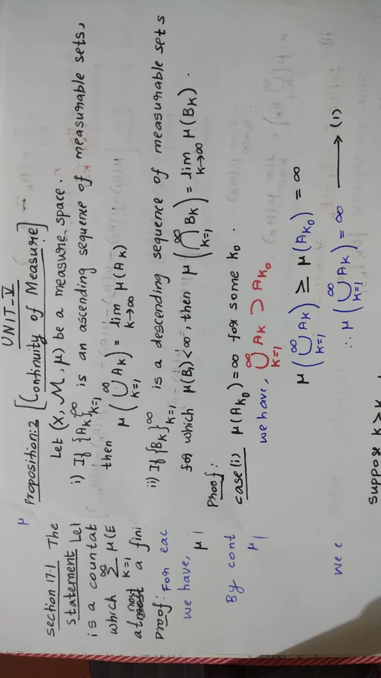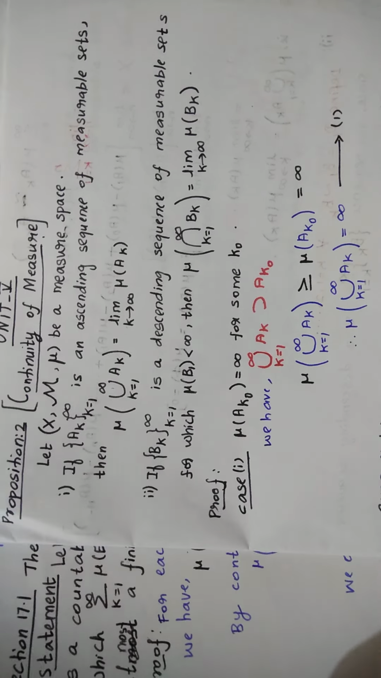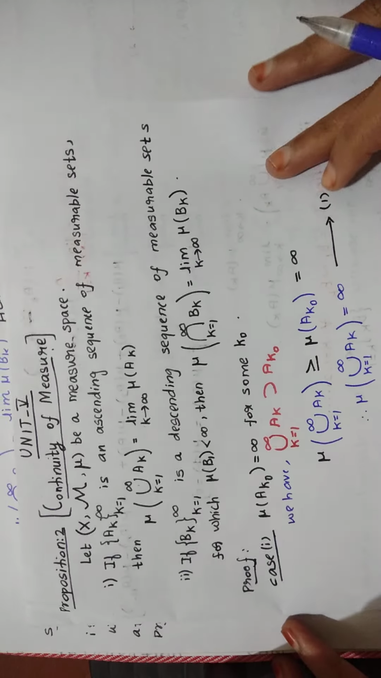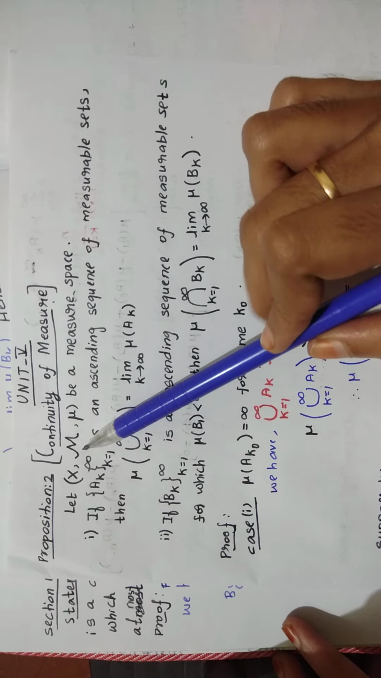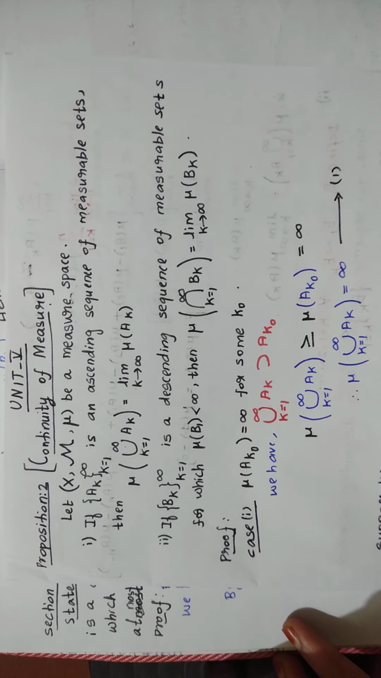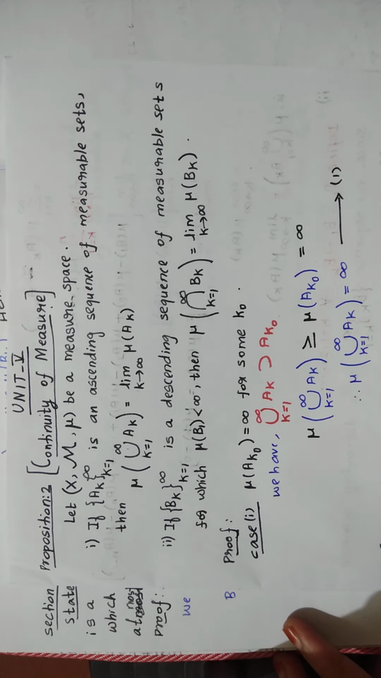I will explain continuity of measure. This is a proposition that you can see in the 5th unit of measure and integration. So here you can see the statement of this proposition. Let (X, M, mu) be a measure space. They have given you a measure space.